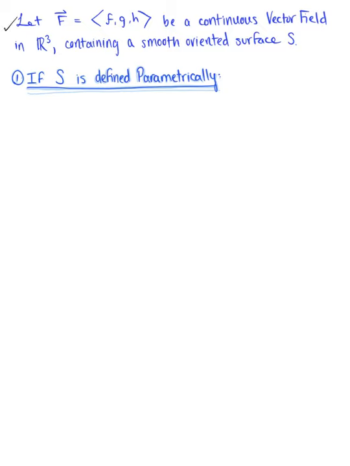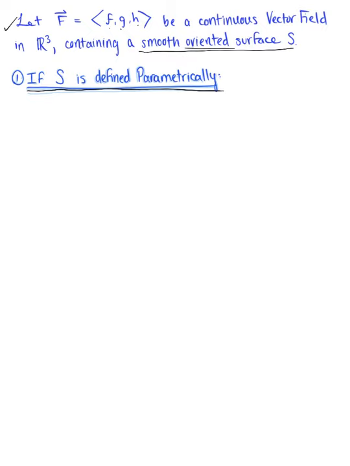So in both cases, we begin by letting our vector field here in R3, defined by components F, G, H, be a continuous vector field in space containing a smooth oriented surface S. So it's important to keep in mind here that with our vector surface integrals, our surface must be oriented, just like with vector line integrals. So hopefully you're starting to see those parallels. So here we go. What if our surface is defined parametrically?